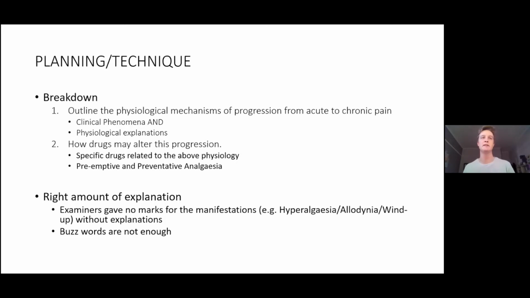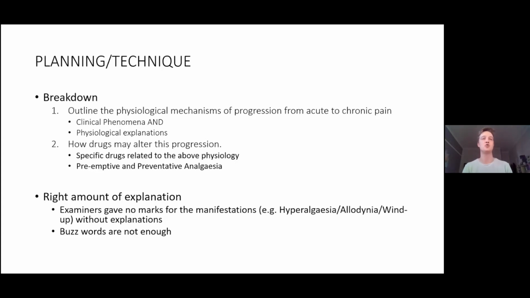There's the physiological mechanisms and there's how the drugs can alter the progression. Within the physiological mechanisms, I think having a separation in your mind of the difference between the observed clinical phenomena, which is your hyperalgesia, your allodynia, these buzzwords like wind up and long-term potentiation, and then the underlying physiological explanations for those processes. The examiners didn't give marks if you just mentioned the clinical stuff and those buzzwords. They needed you to at least make an attempt at explaining how those phenomena occur.